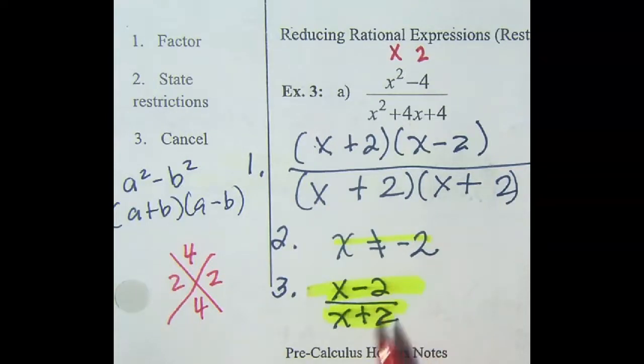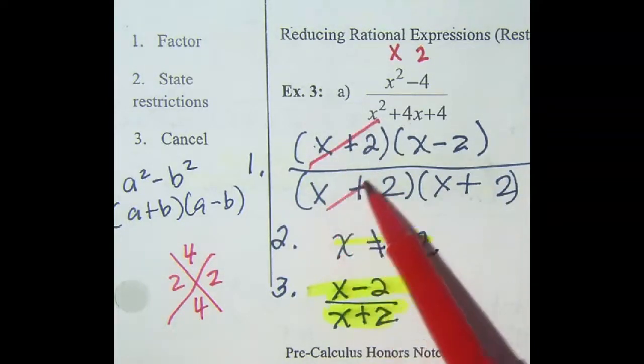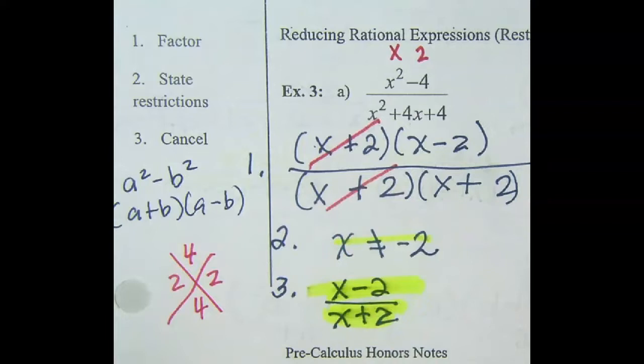And then lastly, we can take the x plus 2 and the x plus 2. We can cancel it, and my final answer is x subtract 2 over x plus 2.